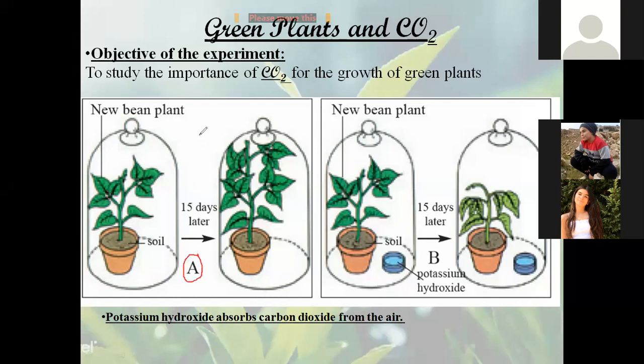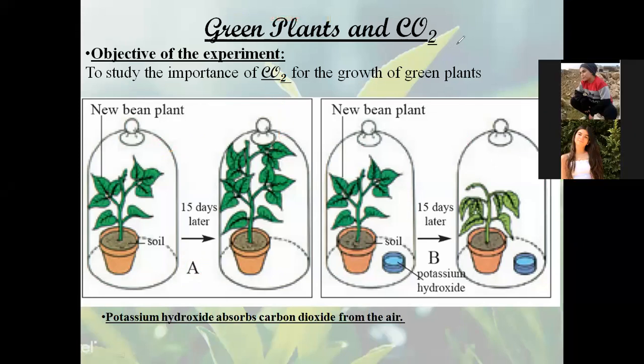So we have to say plant A that is grown in the presence of CO2, 15 days later, it was green and well developed, instead of using the word big. While in plant B, in the absence of CO2, it becomes yellow and wilts, or it dies. Okay, thank you, Hassan.